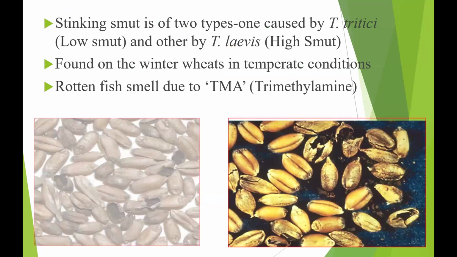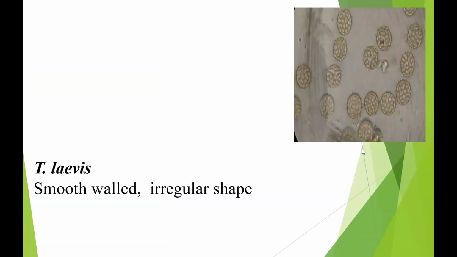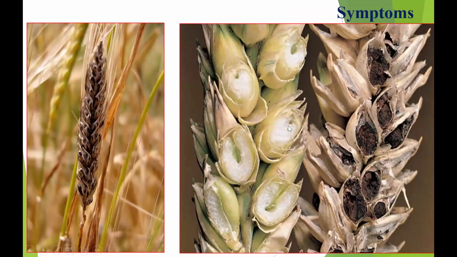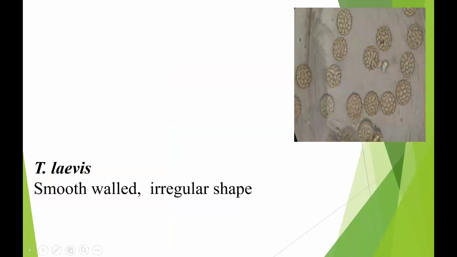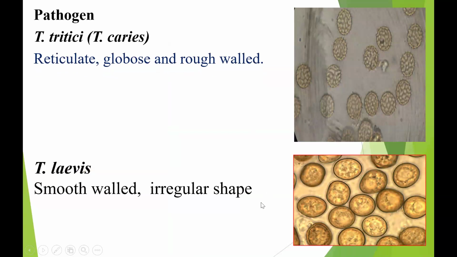The stinking smuts are of two types, and the name stinking is given due to the rotten fish smell, which is caused by trimethylamine, which is produced by this fungus. And the symptoms are like this. The entire inflorescence appears like this. This is the infected one, and this is supposed to be the healthy one. And under the microscope, the Tilletia tritici appears reticulate and rough-walled, and the Tilletia laevis appears smooth-walled and irregular shaped.